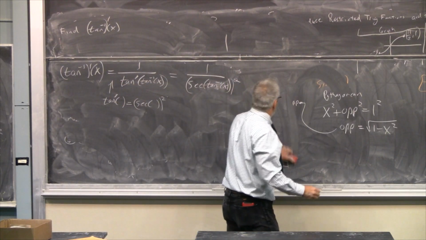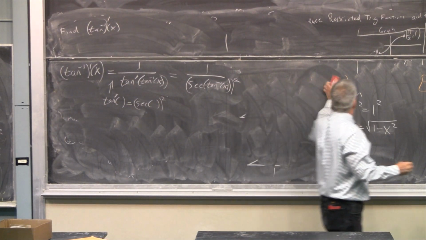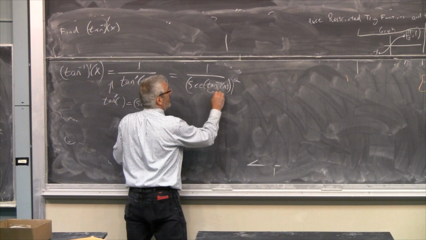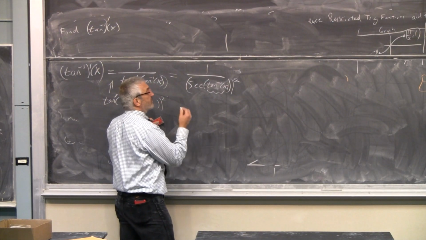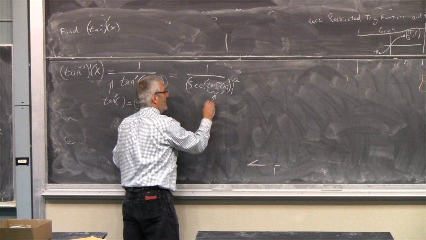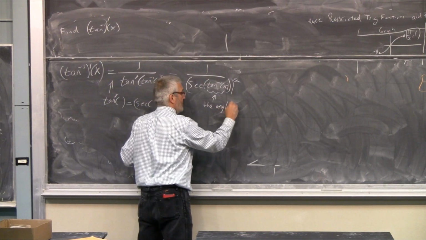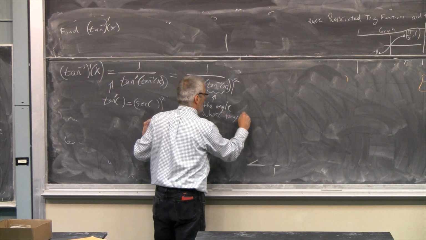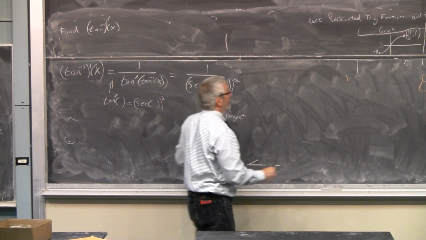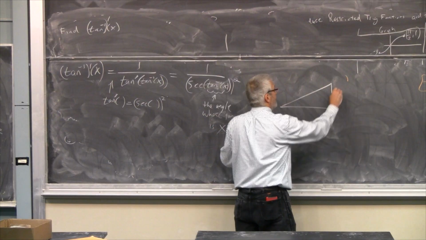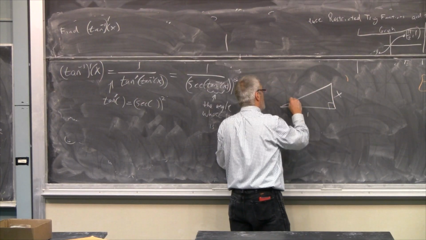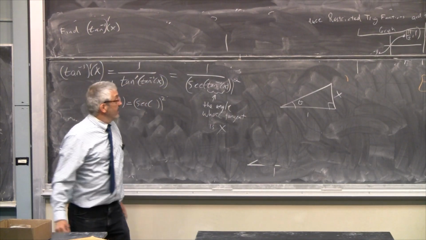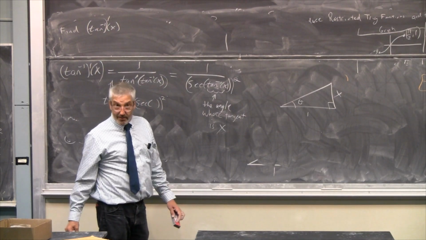Now we're going to need to make a triangle here. This symbol stands for the angle whose tangent is x. So we'll make a triangle. There's a picture of an angle whose tangent is x. Now what we need is the secant of x.